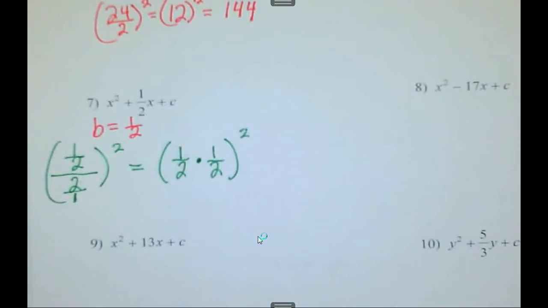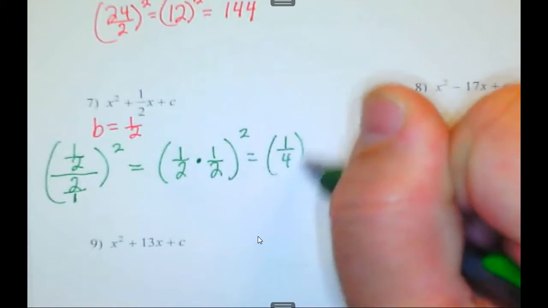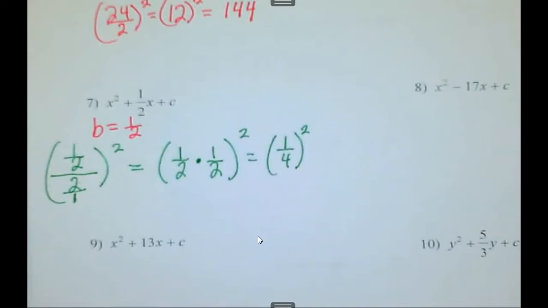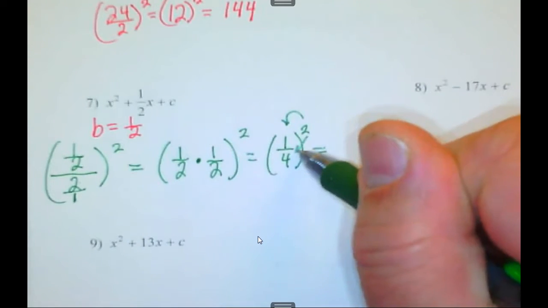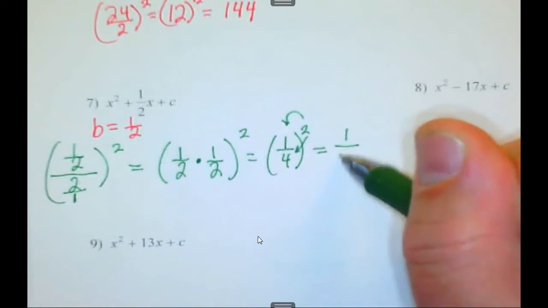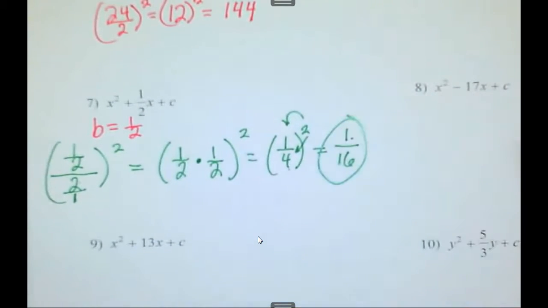Need to square that. So it's going to be 1/4 squared. What's 1/4 squared? No, we did a whole unit on this. Exponents. It's on your final. It's on your post-test next week, and your final the week after. Multiply to each one of the exponents. 1/16. There you go. 1 squared is 1. 4 squared is 16. That's what my c is.